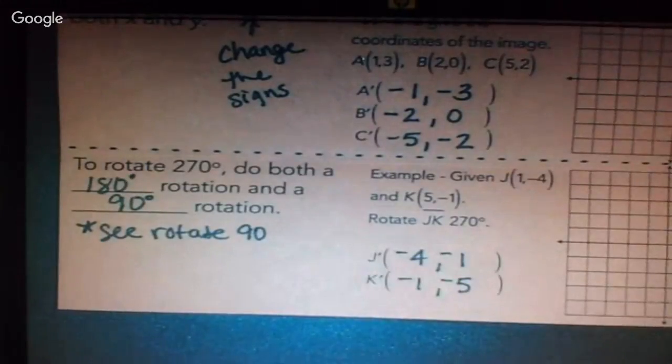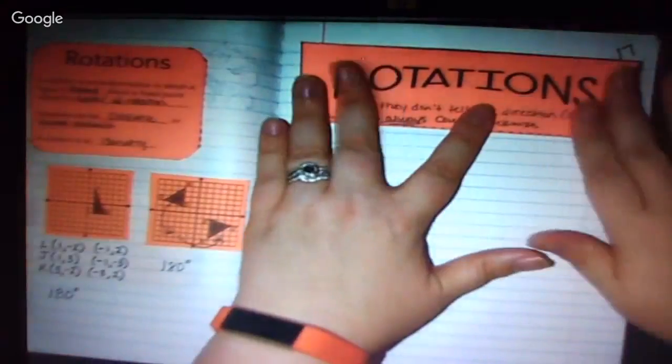All right. Let me show you where this all glues in and tell you what your homework is. And you're good to go, my friends. So on page 17, you need to fold up your rotations all over again. Okay, so you're going to fold this all up, and it's going to go at the top of the page.